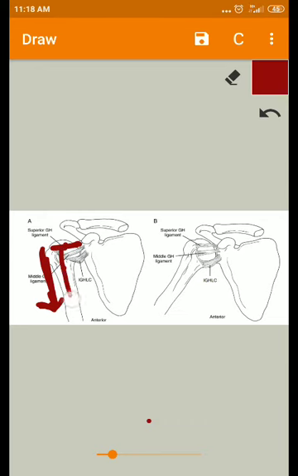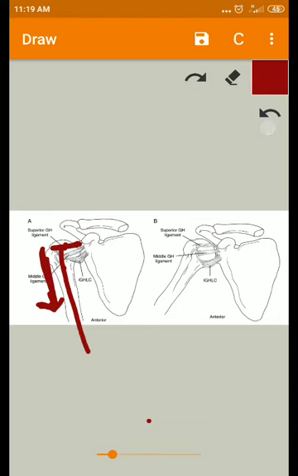When the arm is at the side, that means when the arm is at rest, there is no abduction here. So when the arm is at rest, these ligaments provide some static stability by preventing the anterior and inferior translations of the humeral head. This is the function of the superior glenohumeral ligament.